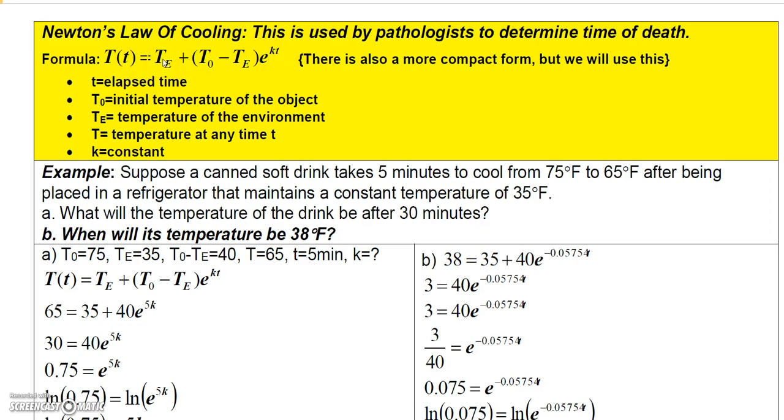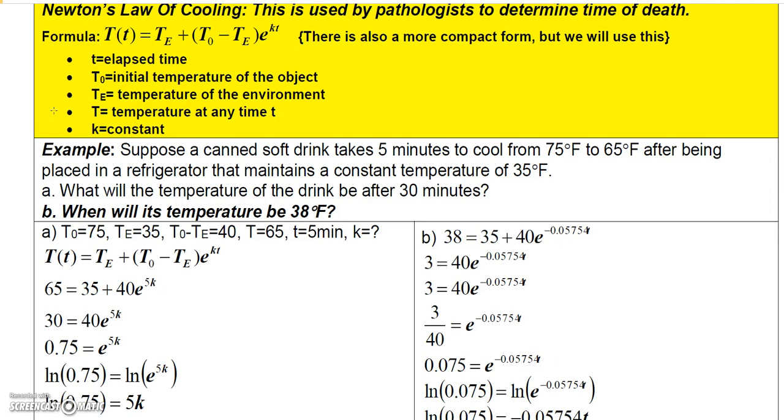So the temperature can be modeled by TE plus T naught minus TE times e to the KT. And so this is actually an exponential function because you have this e to the kt here. So you have an exponential function. So let me give you just a simple example.